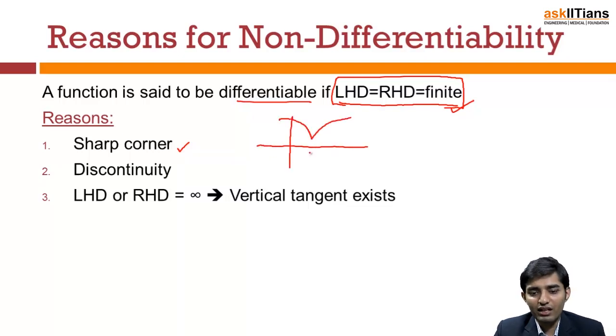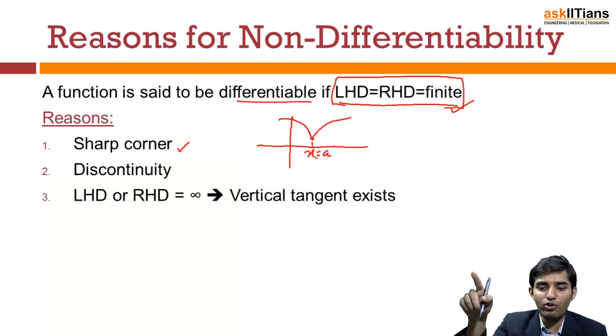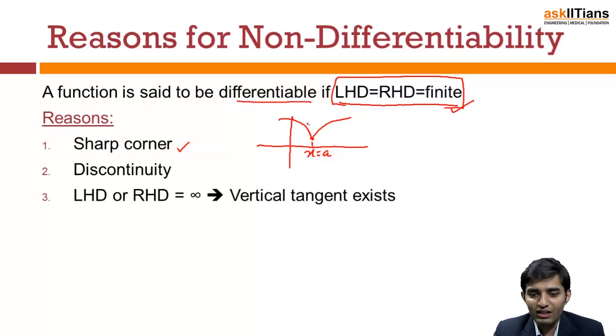Suppose the graph of a function is like this. This is the point x equal to a. Here there is a sharp corner, right? Suddenly it was going down, it was decreasing, and suddenly there is a sharp corner and it is now increasing, right? Before a the graph was going down, and suddenly it is going up now. So there is a sharp corner.